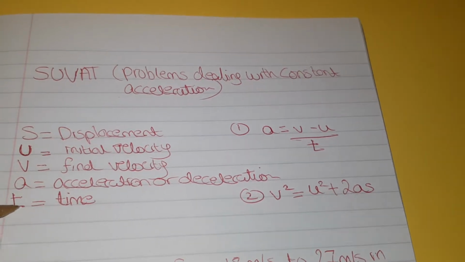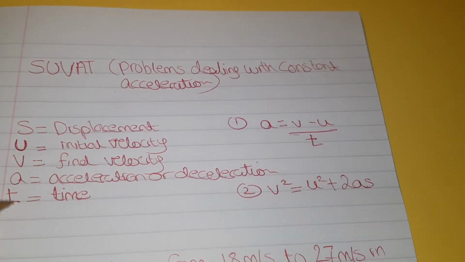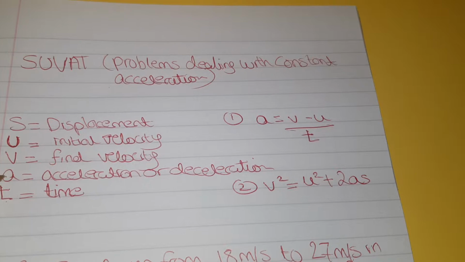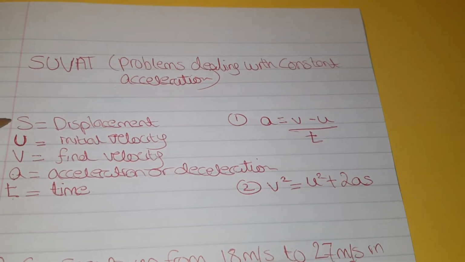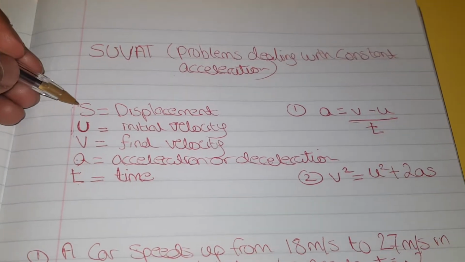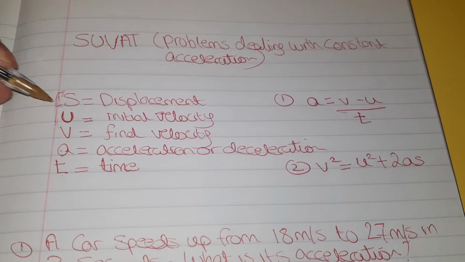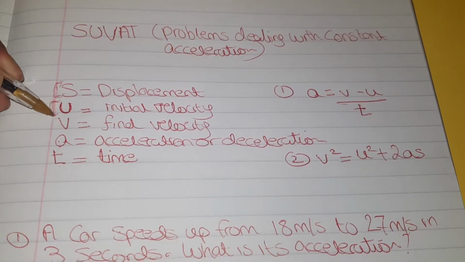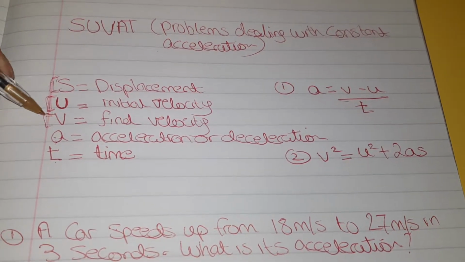So let's start with the easiest thing. T is for time, everyone knows that. A is for acceleration or deceleration. I think you guys are familiar with that. It's just these three that are a bit dodgy. S stands for displacement or distance traveled. U stands for your beginning velocity, and V stands for your final velocity.